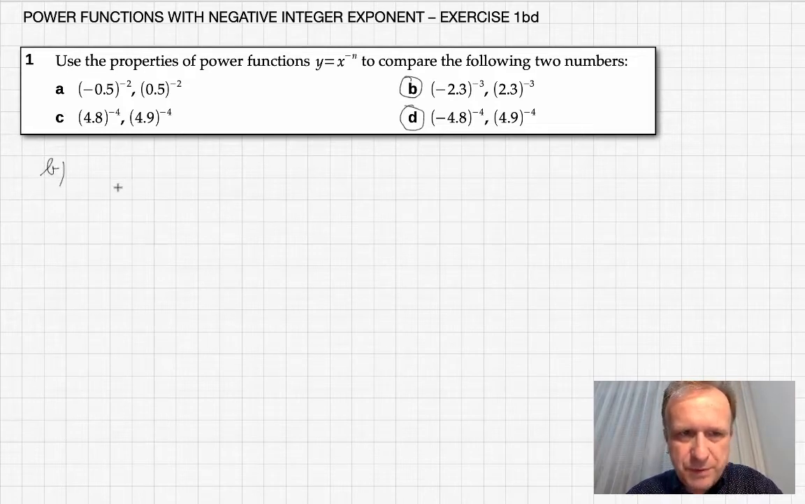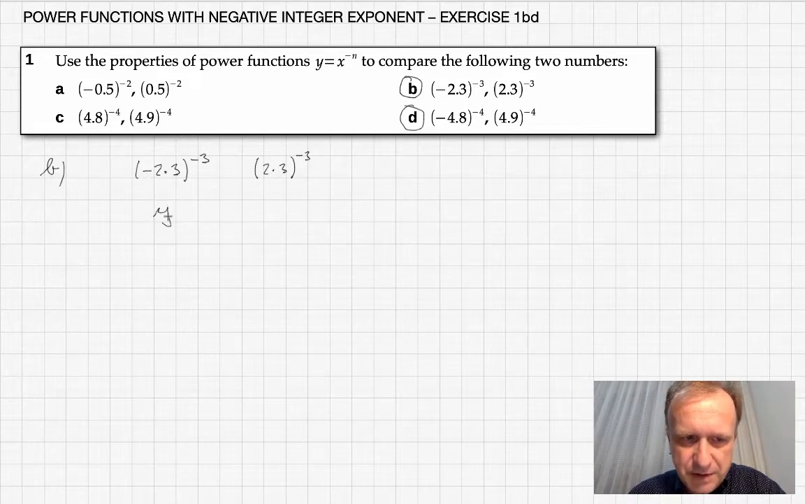So we should use the properties of power functions y equals x to the power of negative n to compare the following two numbers. So we have the first number, minus 2.3 to the power of negative 3, and we have to compare it with the number 2.3 to the power of negative 3. Both these values are values of a function. We can think about it like y equals x to the power of negative 3, or 1 over x to the power of 3, which is the same.